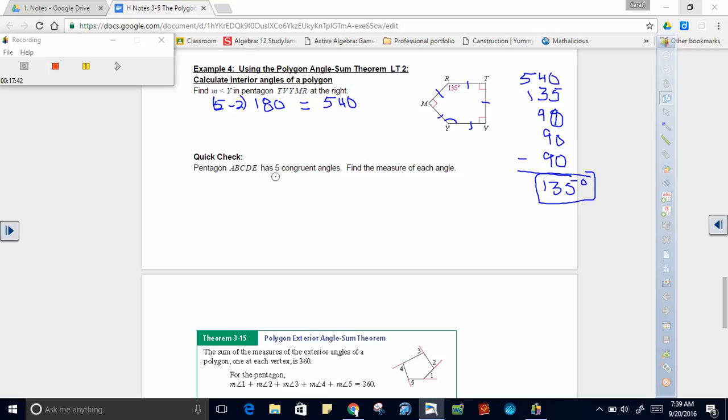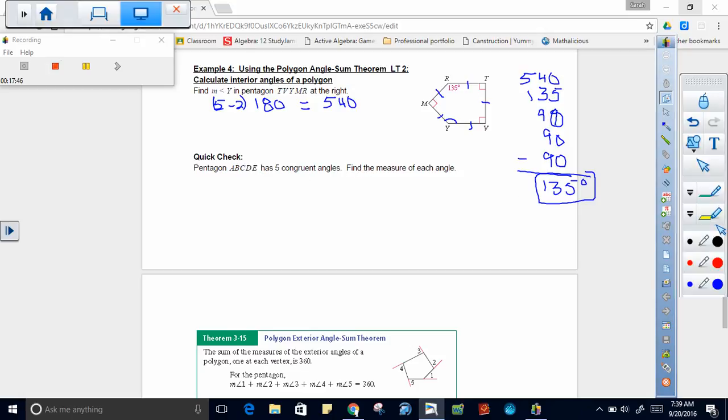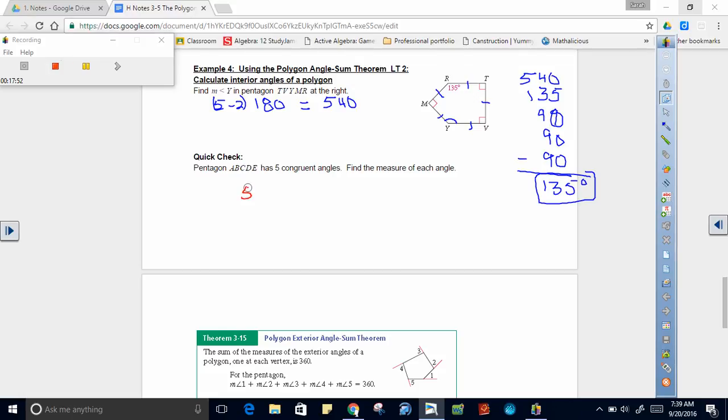Pentagon ABCD has 5 congruent angles. Find the measure of each. I'm going to definitely take from the work that I've already done, save us some time. If I'm talking about a pentagon, as I was up here, I already know that it will have 540 degrees inside. If all of the angles are congruent, if it's equiangular, I'm going to just divide that by 5. 5 will go into 540, 108 times. That means that each angle measure is 108 degrees.